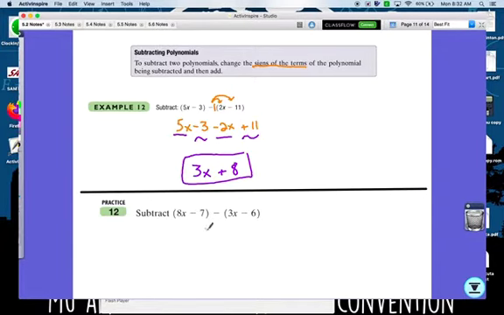All right, you can pause it and practice it. All right, here it is. You got 8x minus 7, so the first one just comes down. And I need to distribute that negative 1 through. So it becomes a minus 3x, and then a plus 6. Negative 1 times negative 6 is positive 6. Combine like terms. 8x minus 3x, that gives me 5x. And negative 7 plus 6 gives me minus 1.